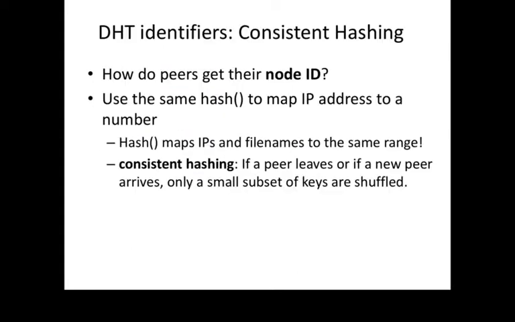All right. So now, how do peers get their node ID? I have already answered this question. That is, you use the hash function. It may not be the same thing. It can be a different thing. But the function should still map from ID space to key space. Okay.